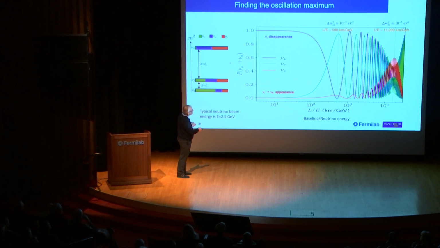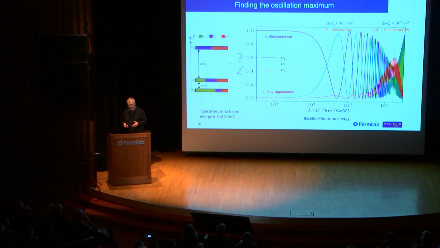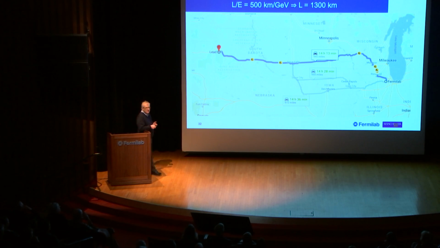Well, that is where it's maximal, and that is where we have L over E, 500 kilometers. Almost all the blue ones have disappeared, and the red ones are on a peak. If we have a typical energy at Fermilab of 2.5 GeV in these units, doesn't matter exactly what they mean, we can just calculate which length this corresponds to, and this corresponds to 1,300 kilometers.